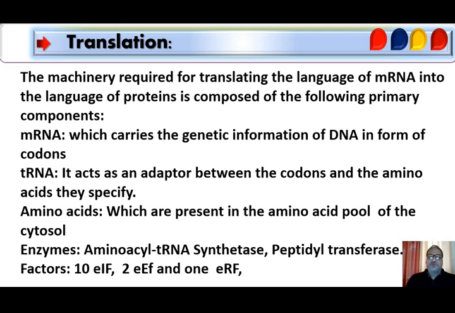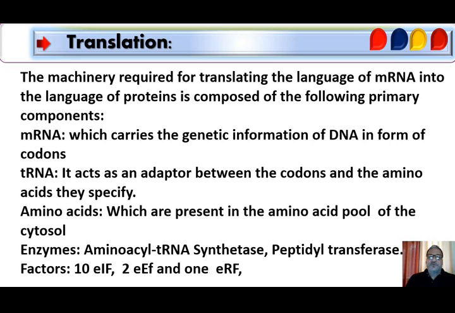following primary components. First one is mRNA, which carries the genetic information of DNA in form of codons. Second is transfer RNA. It acts as an adapter between the codons and the amino acid they specify. Third, amino acids, which are present in the amino acid pool of the cytosol. And the enzymes, that is amino acyl tRNA synthetase and peptidyl transferase, and the factors.